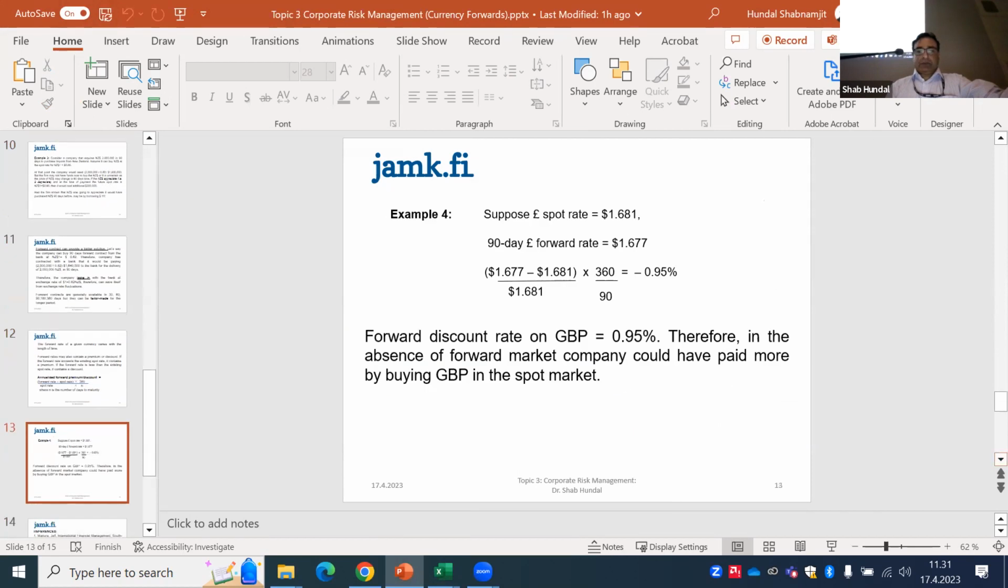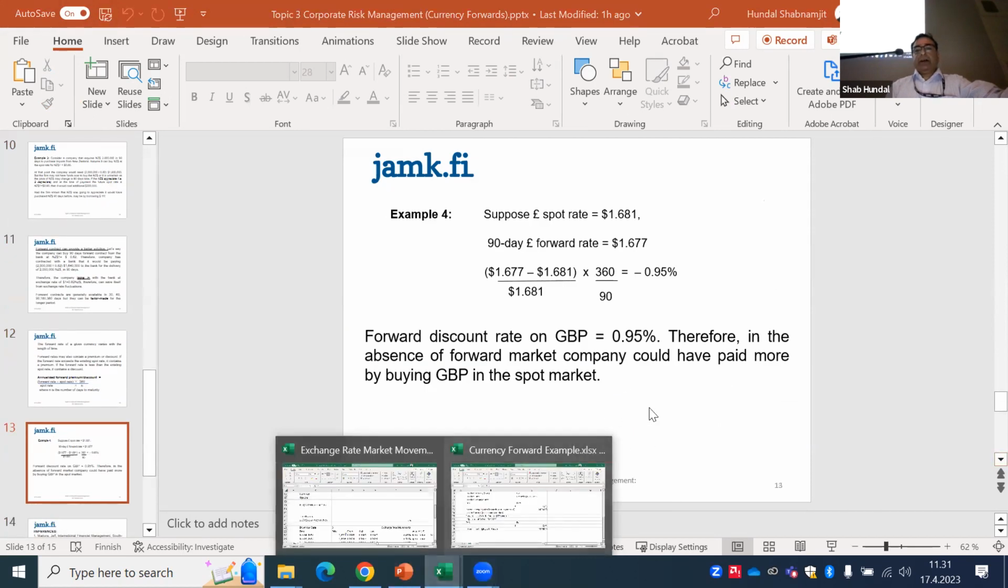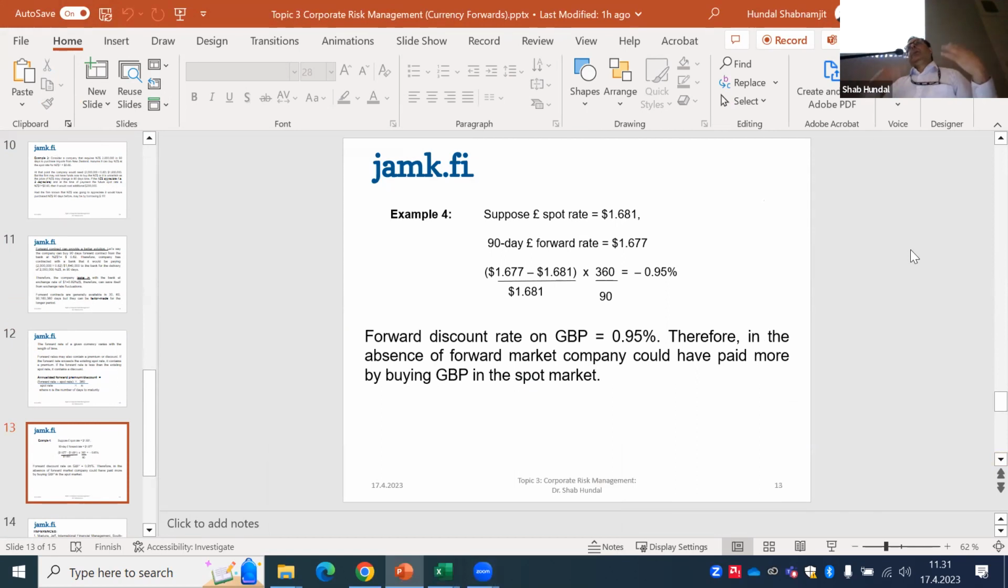I won't say introduction, but this is some introduction and some discussion about the nitty-gritty of the currency forward contract. Currency forward contracts are a very old-fashioned, but very basic way of risk management for companies. And remember, these are very high value contracts. They're not very small value contracts.